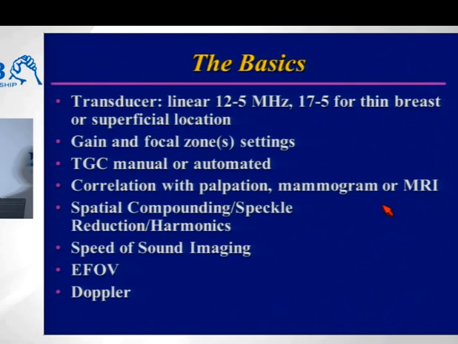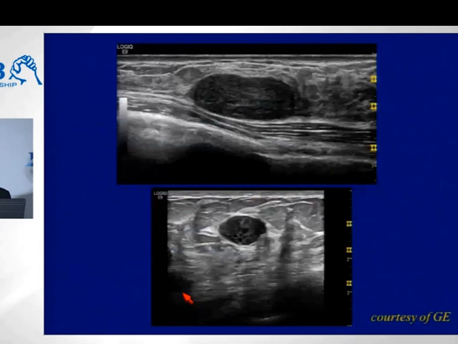Once you find your lesion, there's some post-processing you can play with to help you distinguish the features of a lesion and distinguish whether it's benign or malignant. Speed of sound imaging and extended field of view are helpful when you want to show the relationship of the mass to the nipple, for example, to send a picture to your surgeon. And of course we use Doppler as well. Once you use all these tools, you can get these exquisite images and make your proper diagnosis.